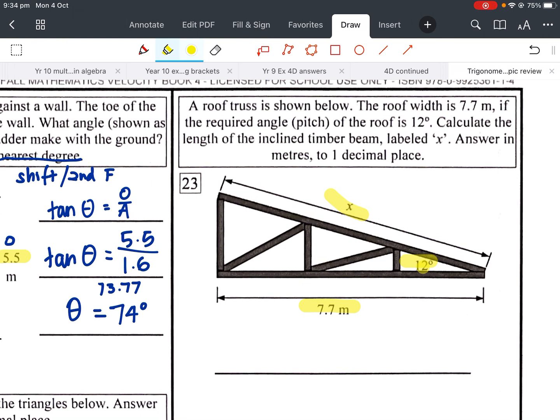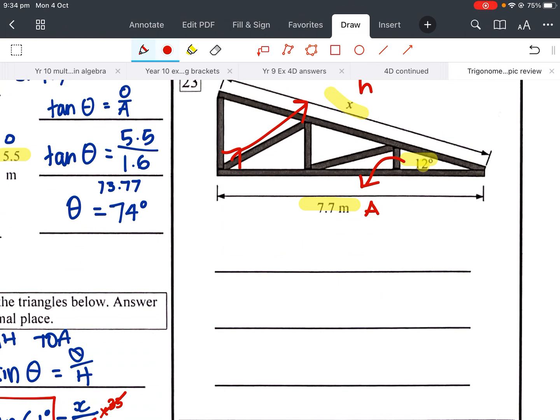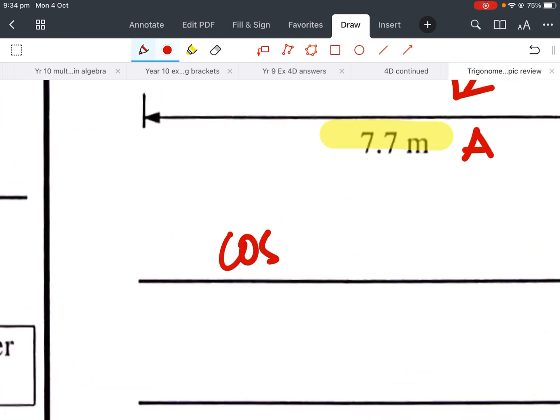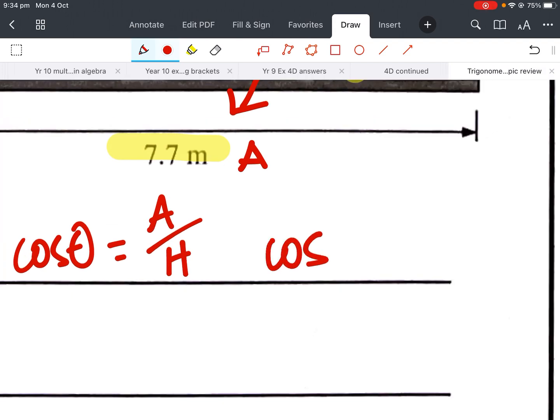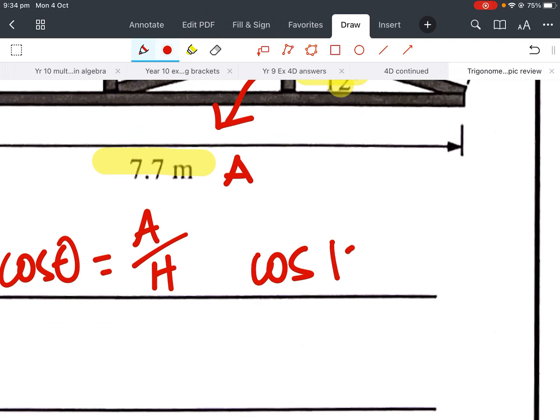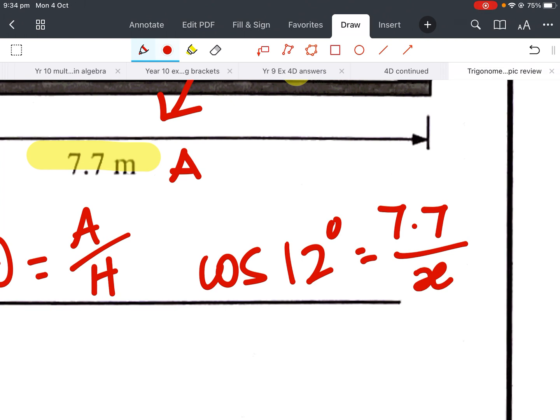All right, so hopefully you have figured out already: there's the right angle. Opposite the right angle, that's my hypotenuse. And this one is next to the angle, so that's the adjacent. So what uses A and H? Sine, cos, or tan. Hopefully you said cos. So we're going to use cos theta equals A over H. I'm going to write it over here because I've got a bit of room. So cos, the angle, if you remember, was 12. A is just above us there, 7.7. And we need to find the hypotenuse, so that's an X there.